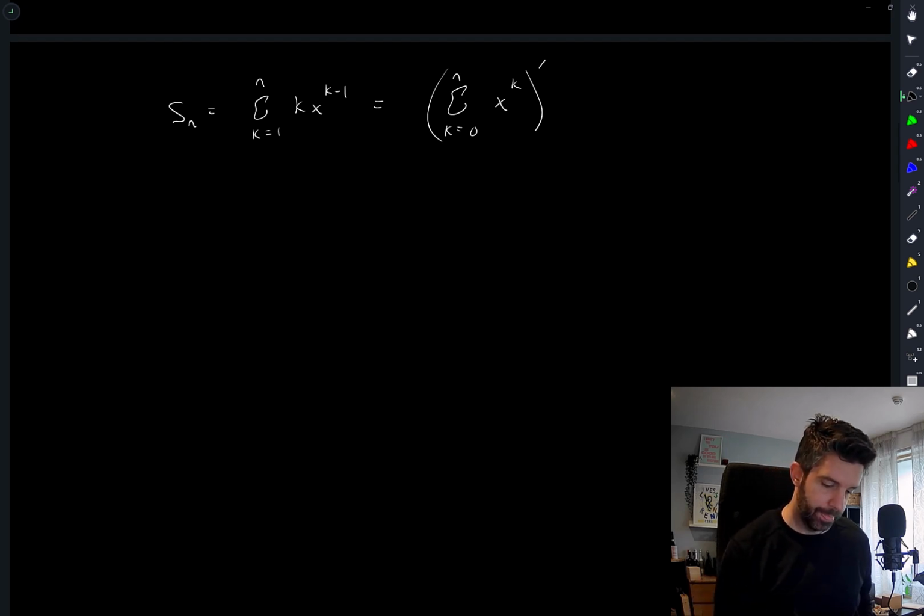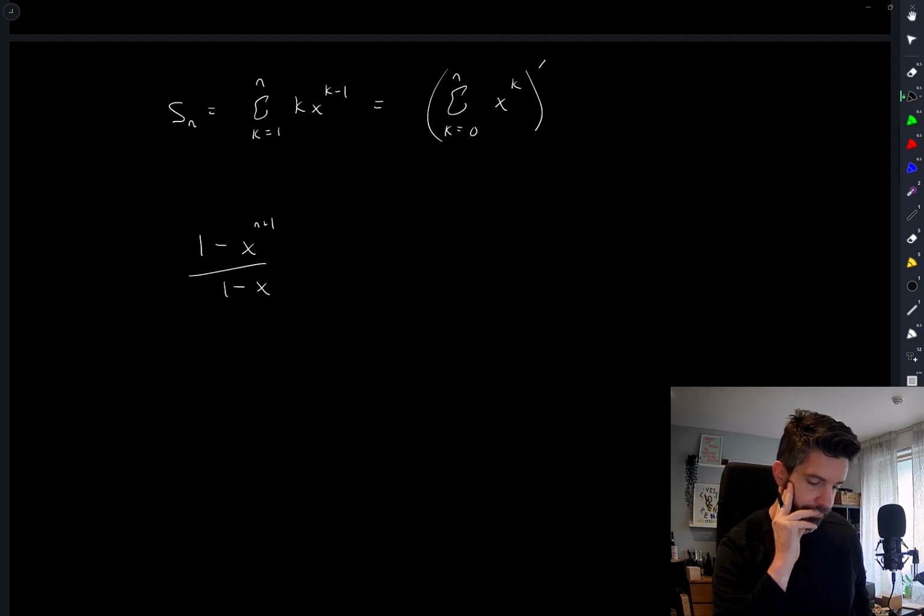So let's think of this finite geometric series now. I suppose we have an expression for that, right? It's 1 minus x to the n plus 1 over 1 minus x. I think.